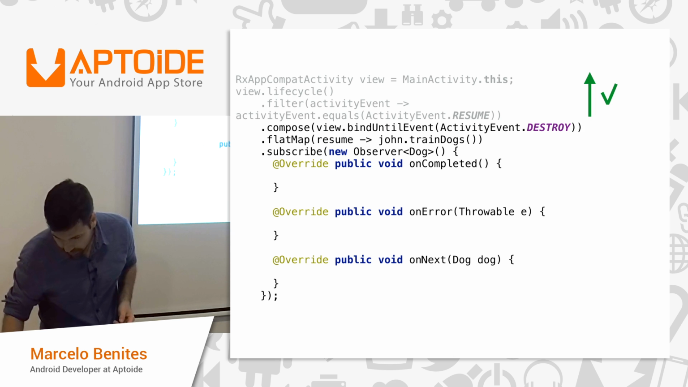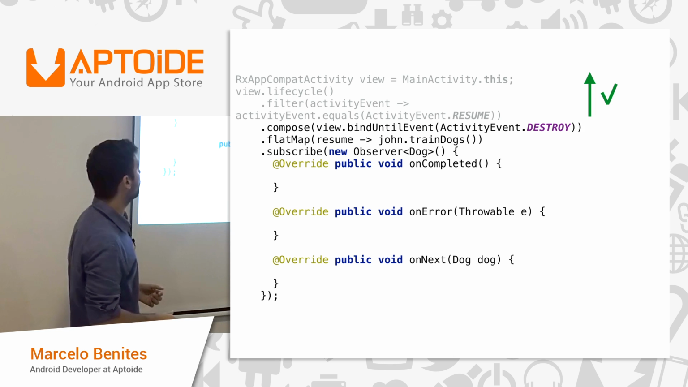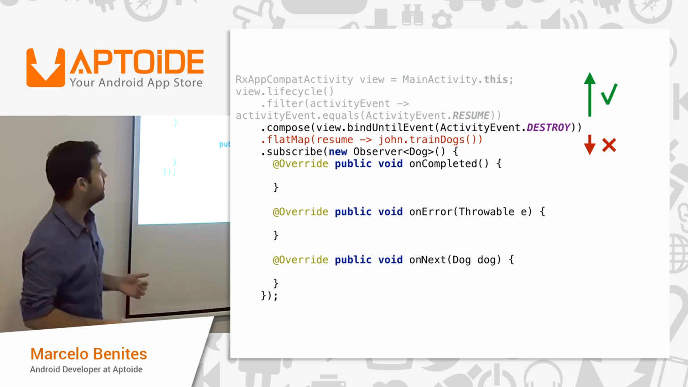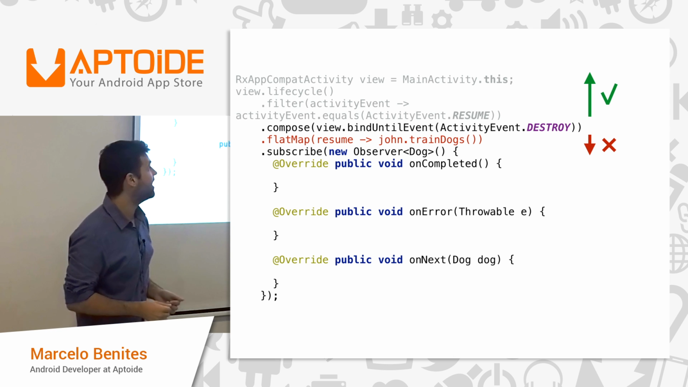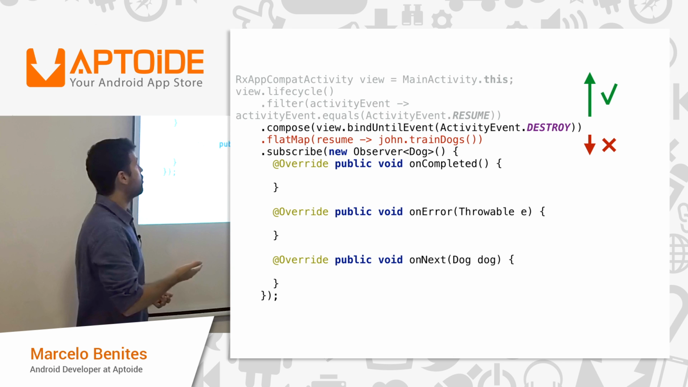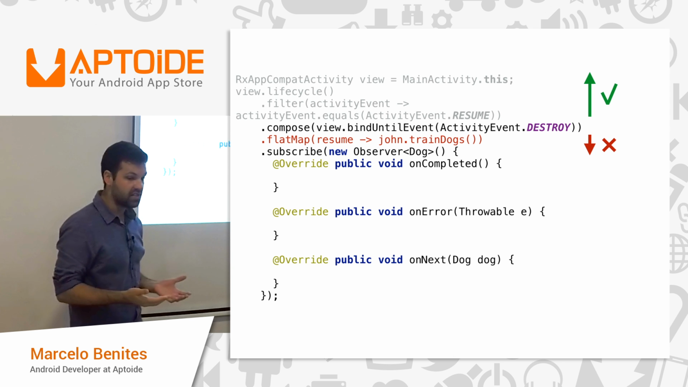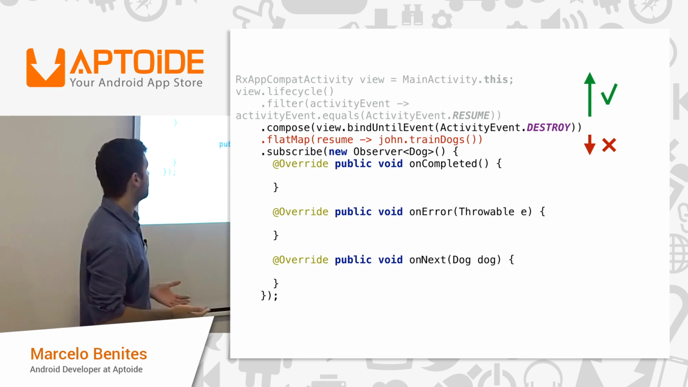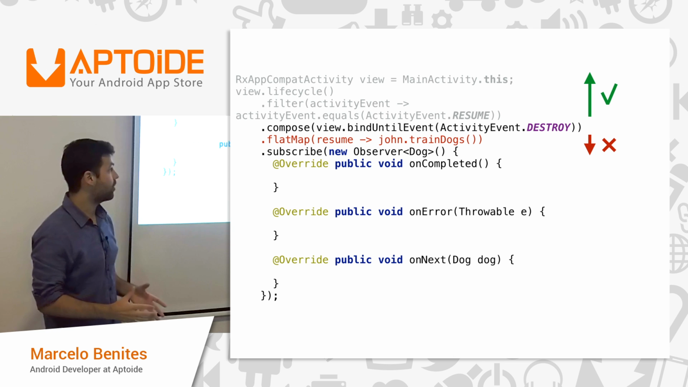If I change the order and put flat map after compose, it's not going to be taken into account, and it will continue to listen to the trained dogs, and it will be a waste of resources and maybe generate a memory leak. So order is important.